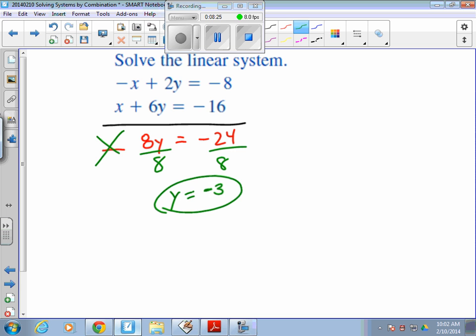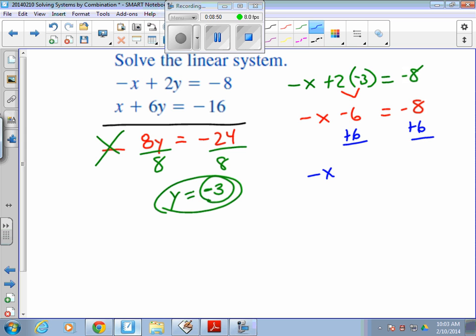It does not matter which one you choose. I'm going to go with the first one since they look the same. Negative x plus 2 times our new value for y, which we know is negative 3, equals negative 8, and simplify for x. Positive times negative is negative 6, so we have negative x minus 6 equals negative 8. Undo your order of operations by adding 6.